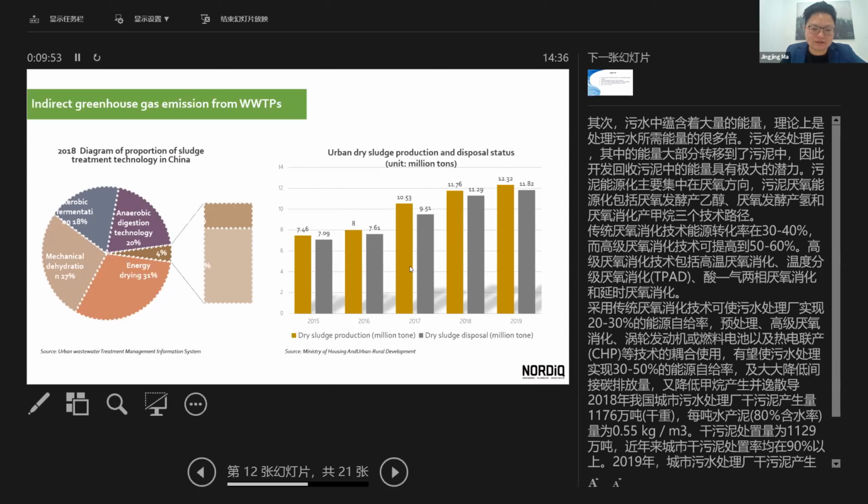And this is the analysis for the 13th five-year plan, the last 5 years, of urban dry sludge production and the disposal status. A lot of you may know that only from 2015 did China start to treat sludge. Before, it was only landfill disposal. And right now, both the landfill disposal amount and the water rate have been heavily enforced by the local EPB.